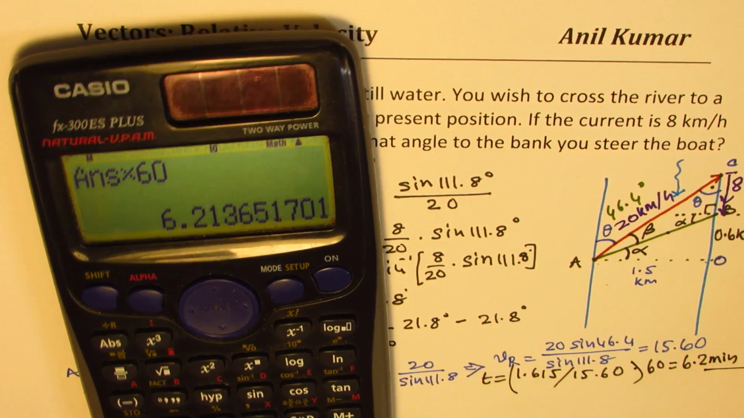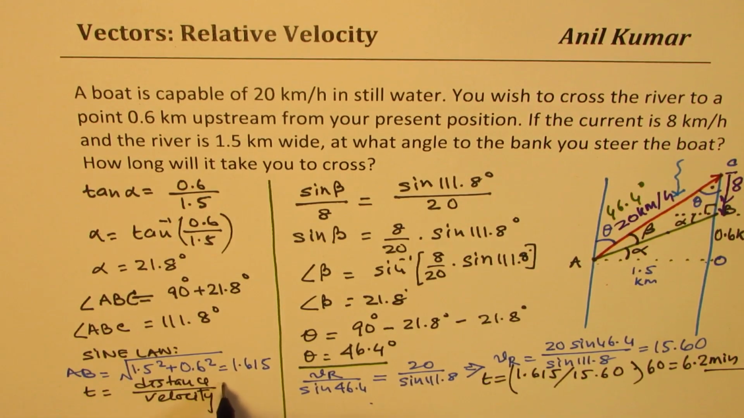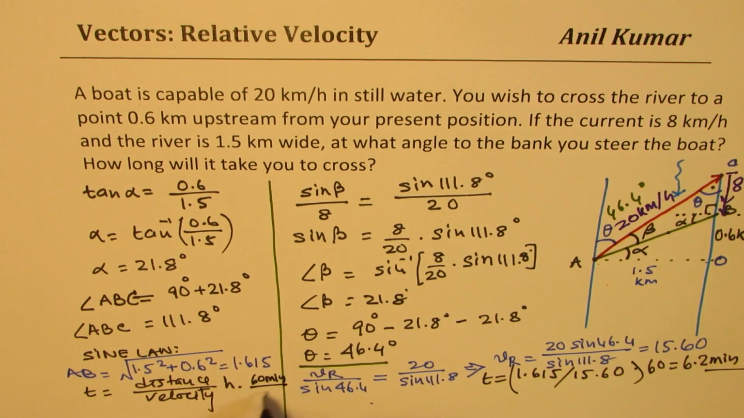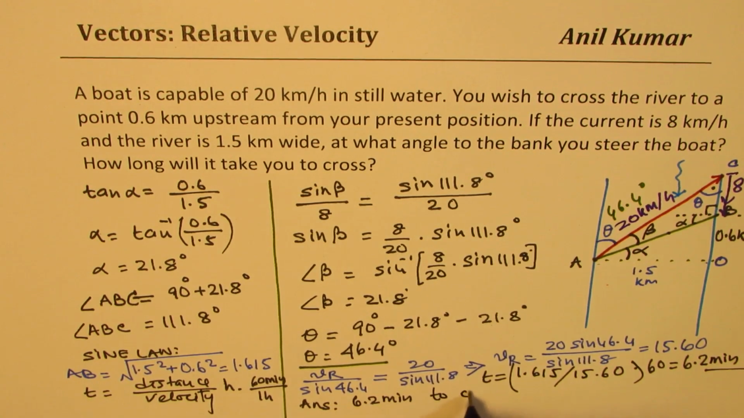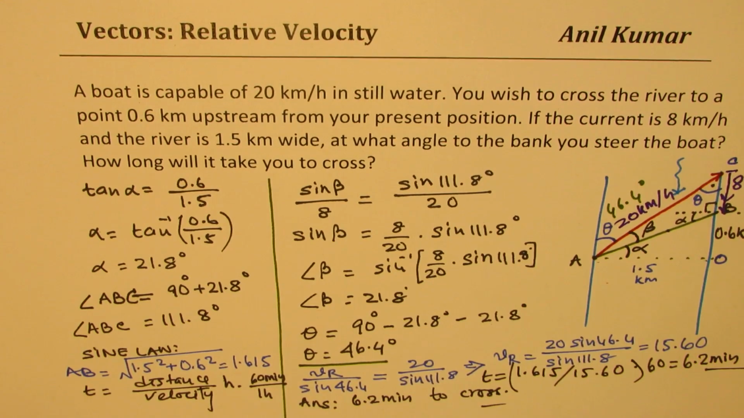Is it clear to you, right? So this time will be in hours, and what we did was that since we know there are 60 minutes in an hour, we multiplied by 60 to get our answer. So our answer is 6.2 minutes, right? So we get our answer that it will take 6.2 minutes. Now you could also write this in minutes and seconds if you wish to, right? So we get 6.2 minutes to cross. Okay, so this is kind of approximate because we did some approximation, but I hope you understand all the steps involved.